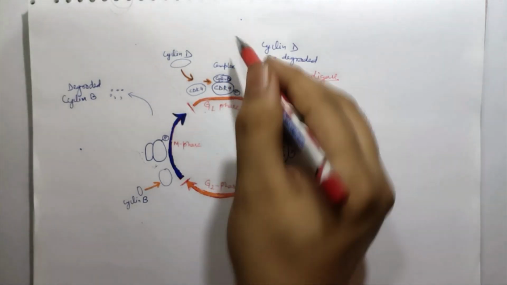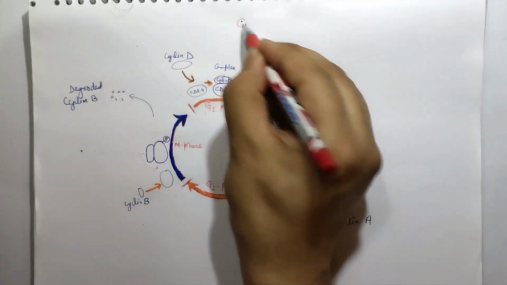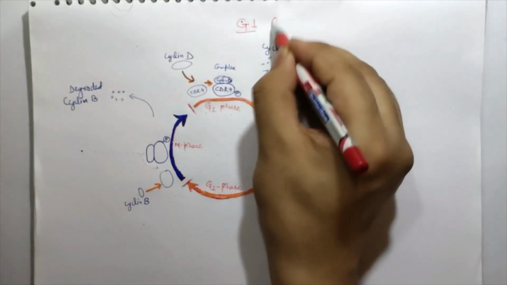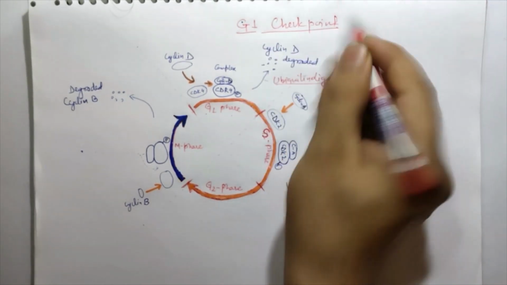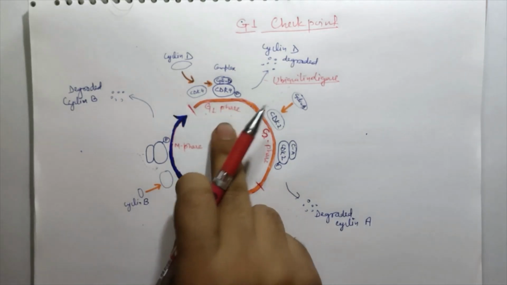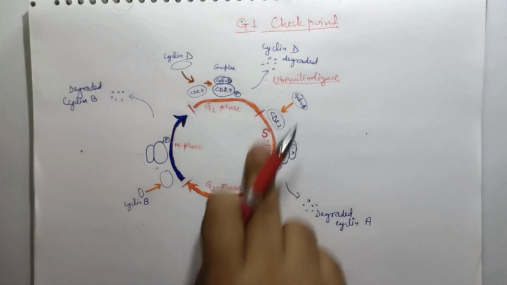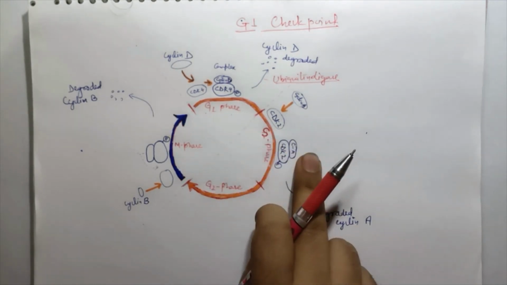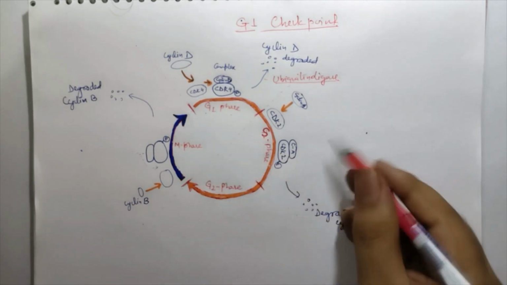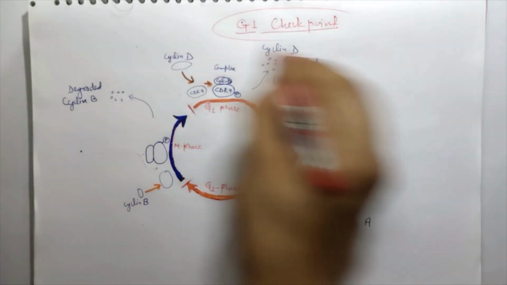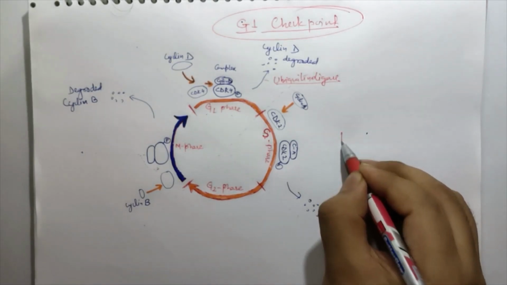So here the cell is first checked for all these events, and it forms the G1 checkpoint, and it checks whether the cell has synthesized and stored all the raw materials required for DNA replication or the synthesis phase. And in the second phase, during S phase where DNA replication occurs, there is also another checkpoint, and it is called the replication checkpoint.